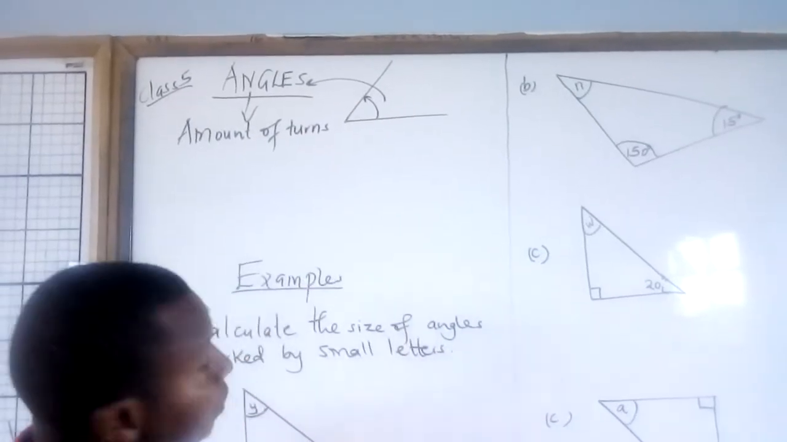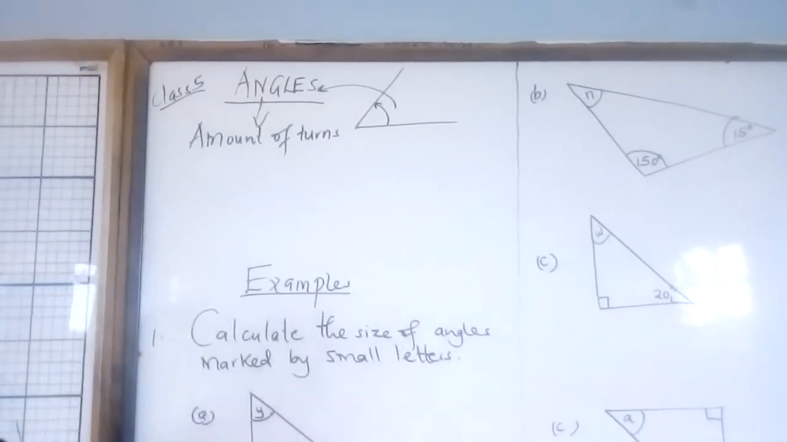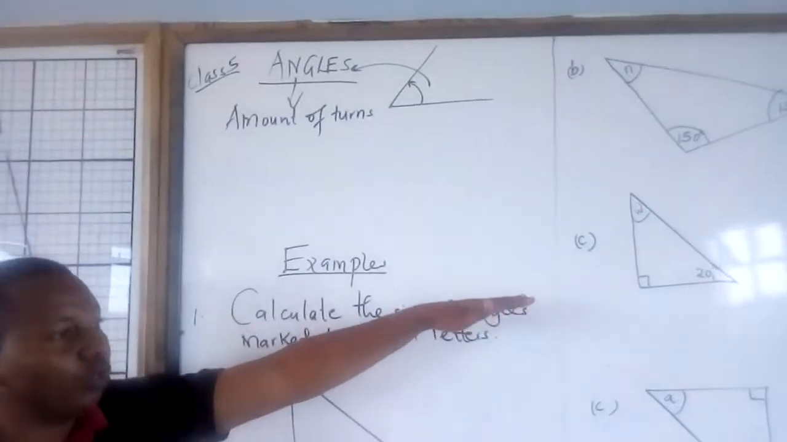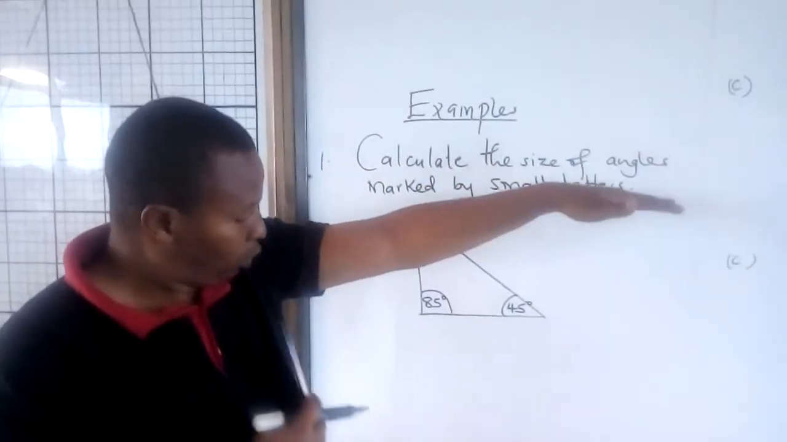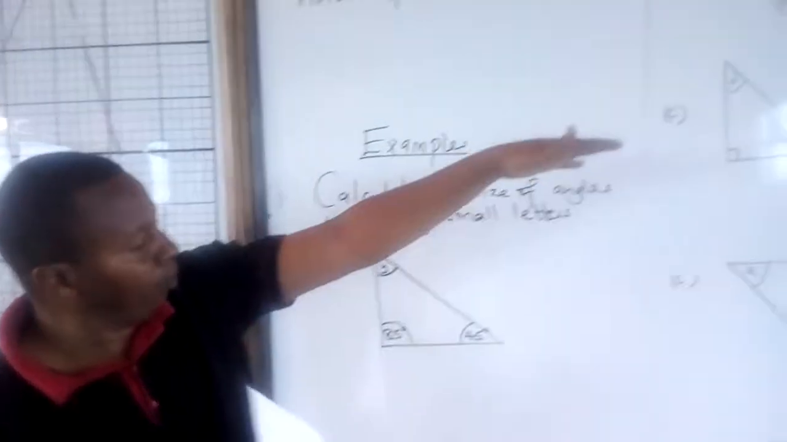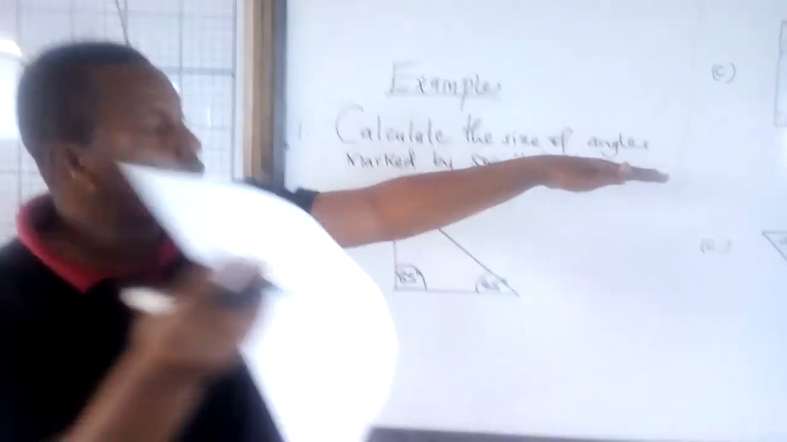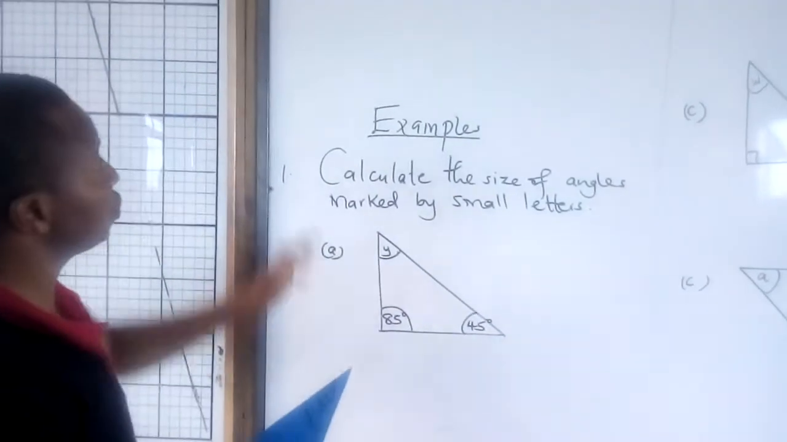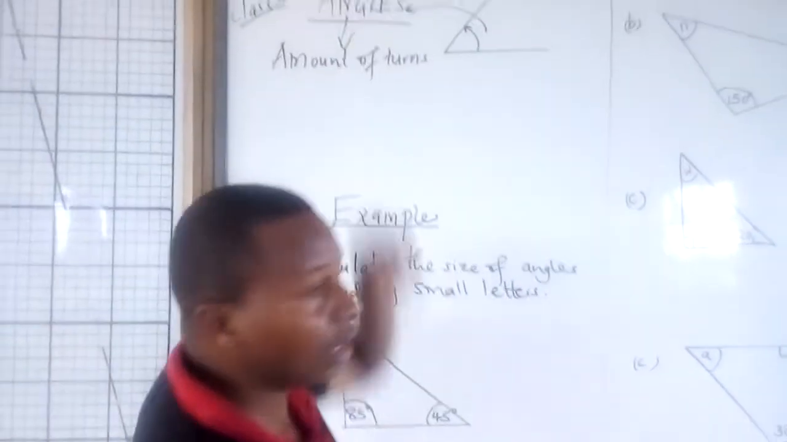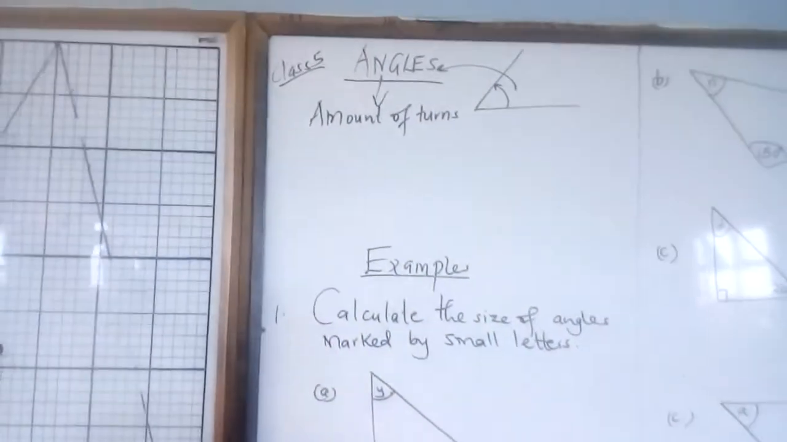If you look at a human being, if you open your hand this way, you find that the body and your hand have an amount of turn you have opened, so this is an angle, where our shoulder is the point of intersection. So note that the amount of turn is the one that is referred to as an angle.